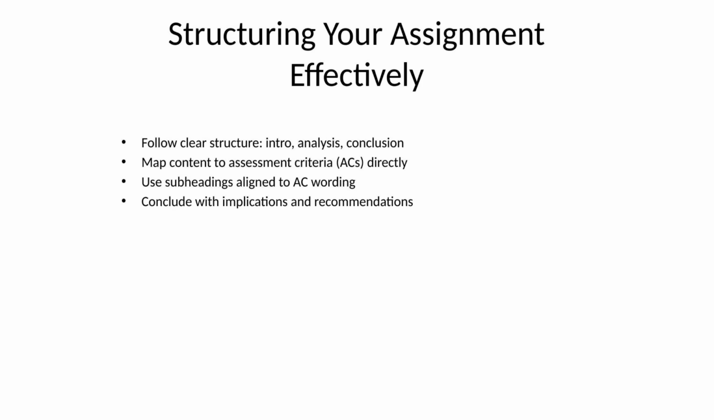Speaker notes. A strong structure is the foundation of a high-scoring CIPD Level 7 assignment. Begin with an introduction that clearly sets out the context, purpose, and scope. Each section should map directly to the assessment criteria, ACs, ensuring nothing important is missed. Subheadings can be aligned with AC wording for clarity and flow, making it easier for assessors to see that you have met the requirements.